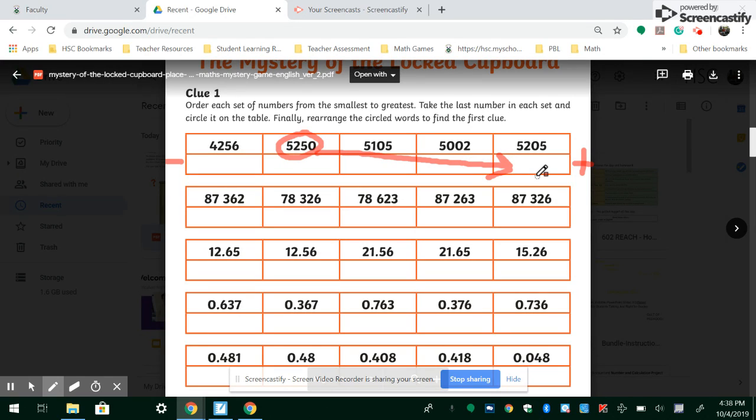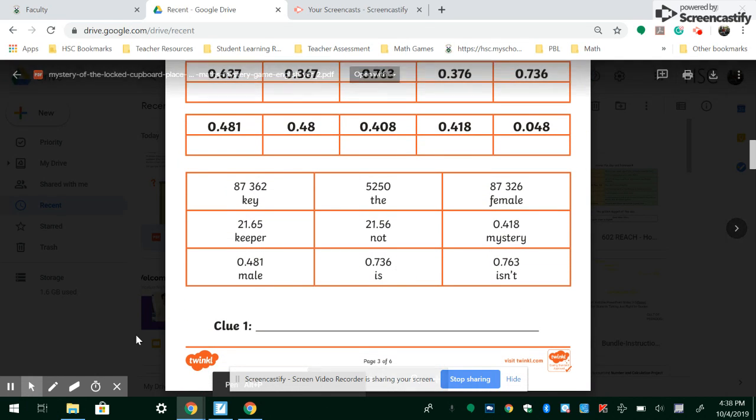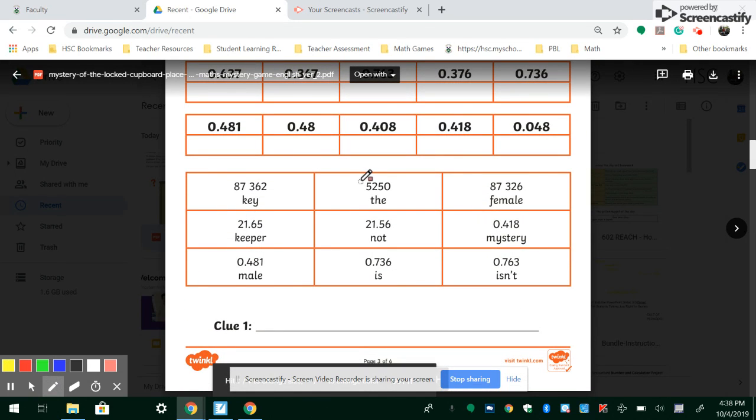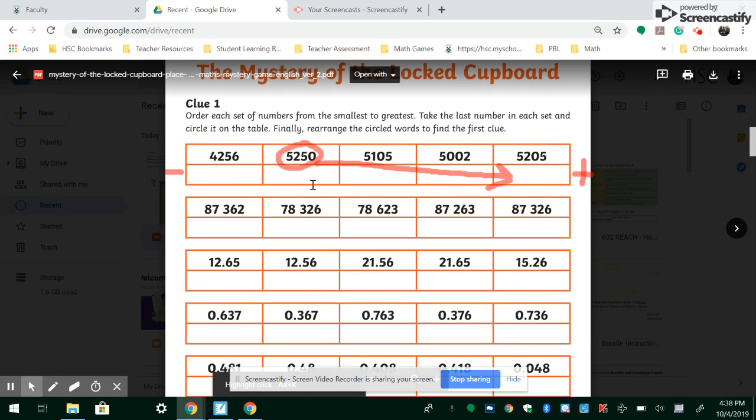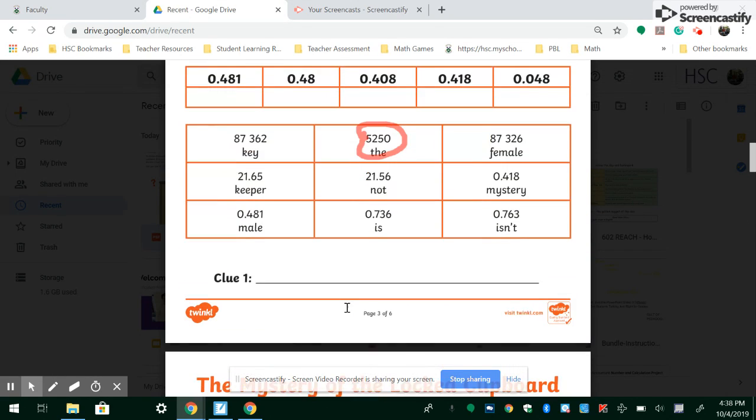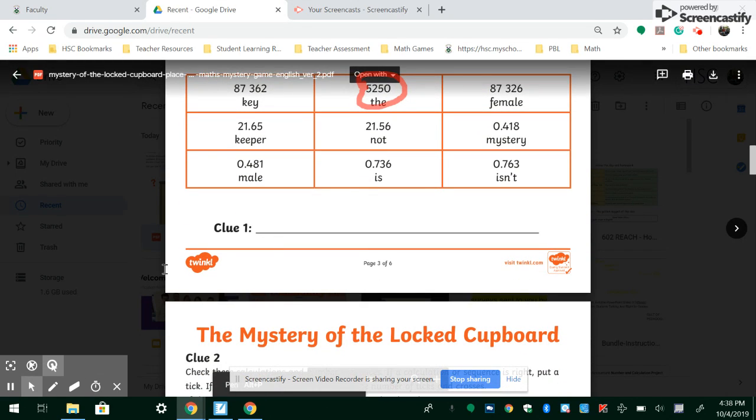That's the largest number. You will then use that number to identify the first word of the clue. And in this case, the first word of this clue will be "the". Work through the other challenges here to identify the clues. Okay, that's what you do for clue number 1.